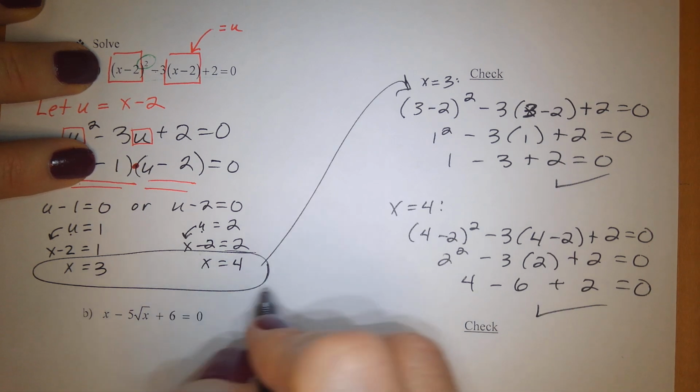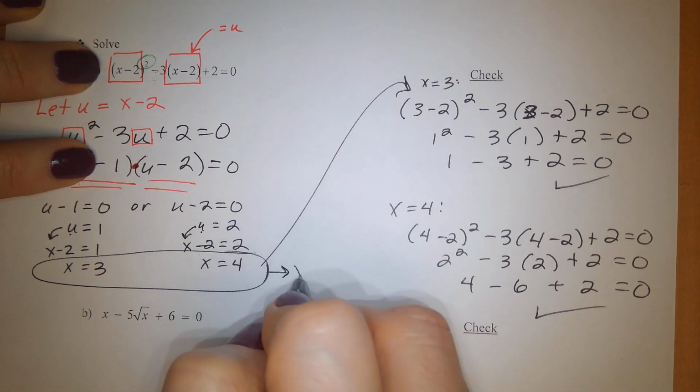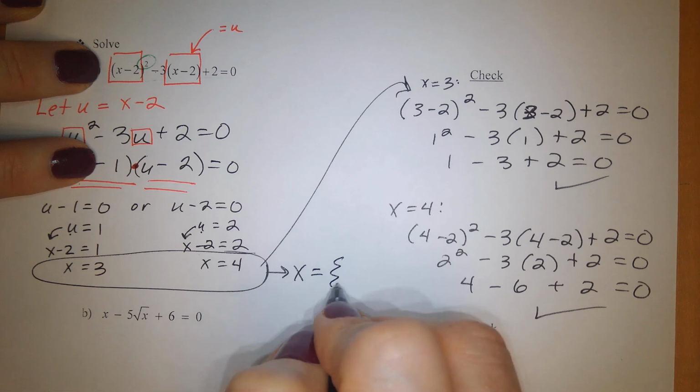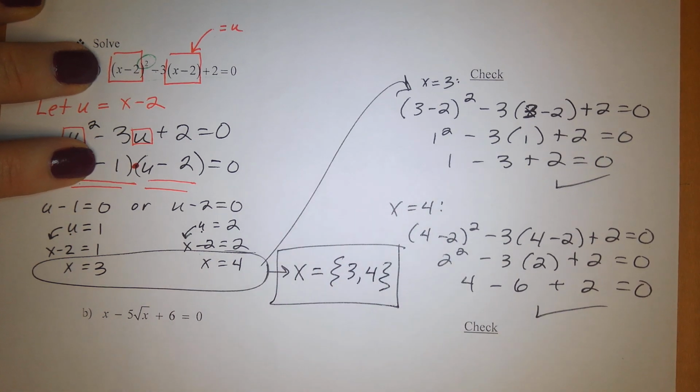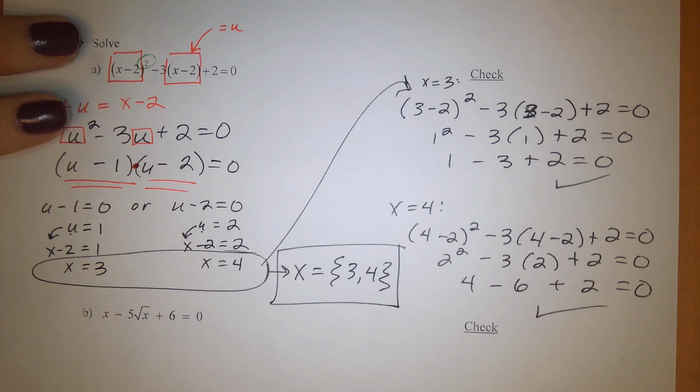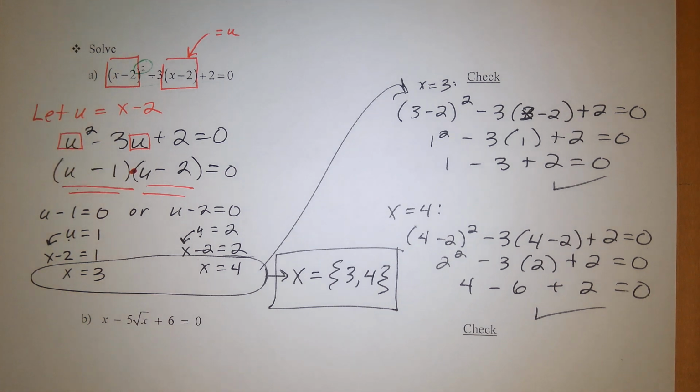Check. So both of these are answers. Leads me to the answer that x is both 3 and 4 in my solution set. So we're going to work the last remaining problems using the u substitution method, but do note there might be more than one way to do these.